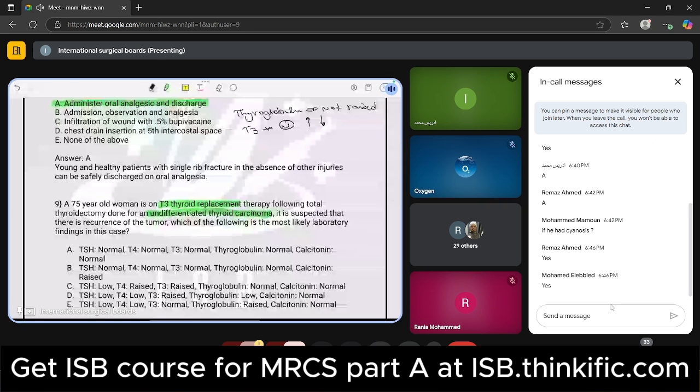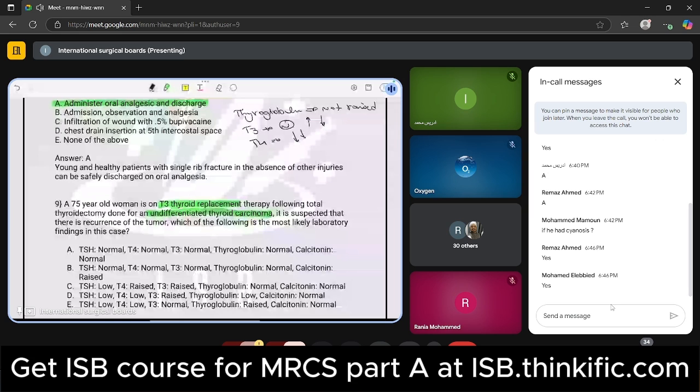T3 may be normal, maybe raised. Okay, what about T4? T4 should be very low. Because peripherally, T4 can be converted to T3, but not the reverse. That is, T3 cannot become T4, okay? T4 can become T3, but not the reverse. So because you're already on T3, not T4, and the thyroid gland is no longer there, it cannot produce T4 definitely. So it means T4 will always be low in this patient. There's no other possibility, okay?